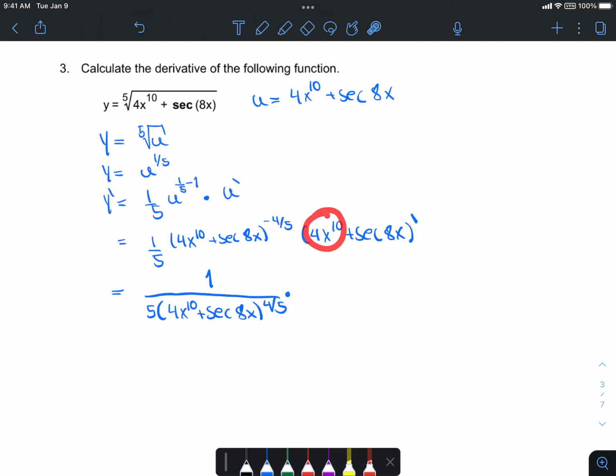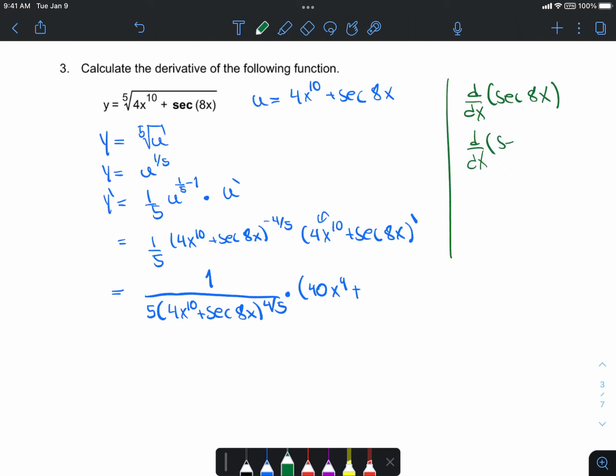So the first term is easy. That is the power rule. So the 10 comes down, making it 40x to the 9th. Subtract 1 from the 10. Plus, and this one is the slightly more difficult part, I have to look at deriving d dx of secant 8x. So that will be d dx of secant u, where u is 8x.